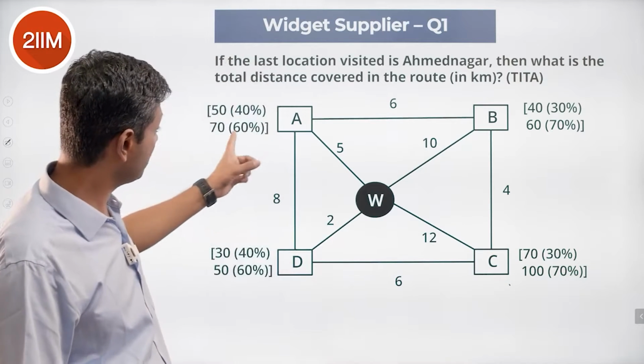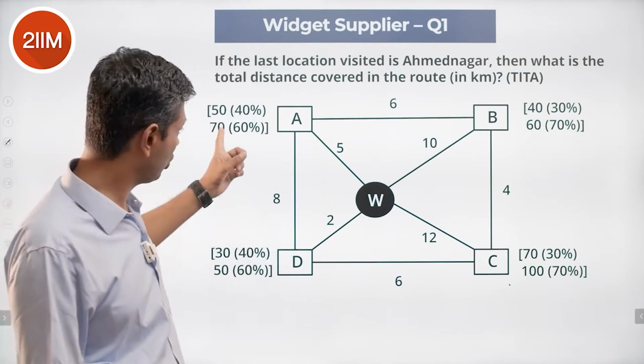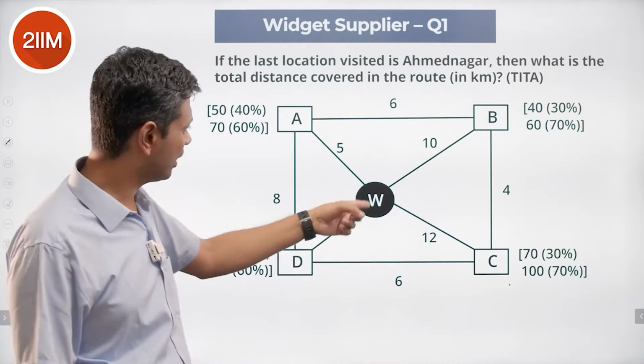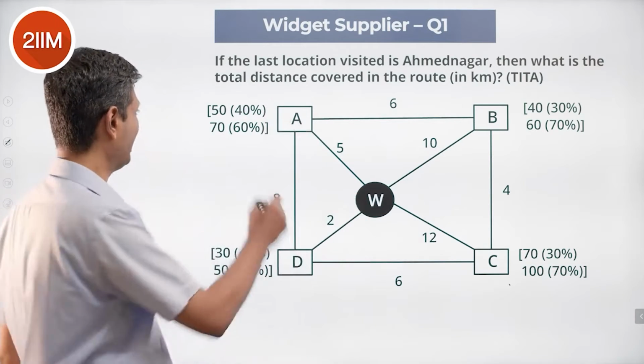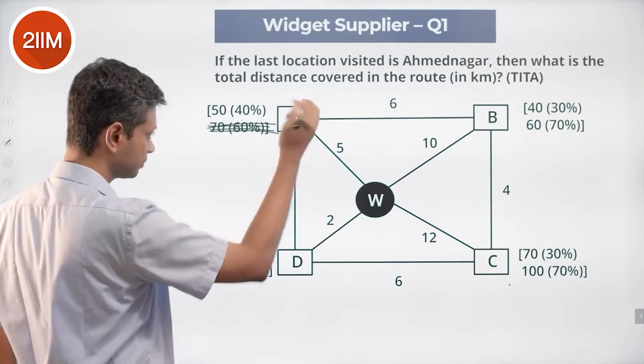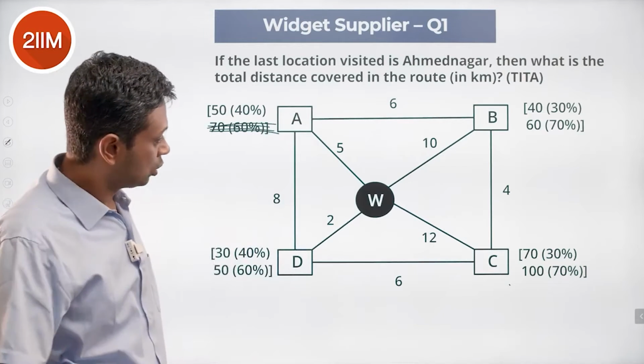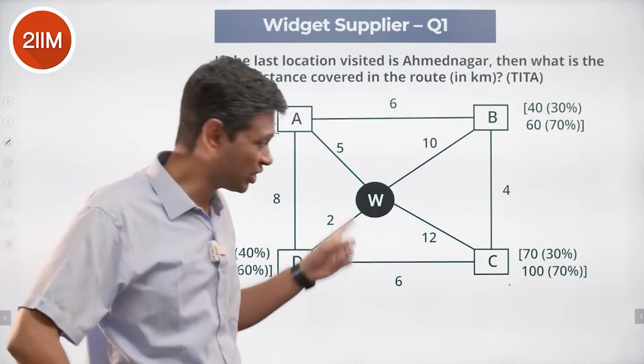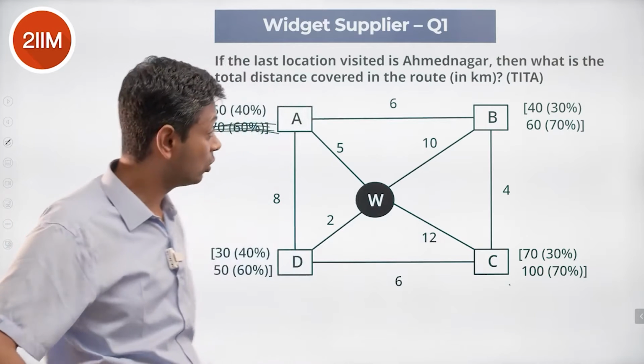If I had A, it could not be 70, because if A were also 70, and C were also 70, from the arrows you will go to A first. So A is definitely not 70. Right? So C could be 70 or 100.